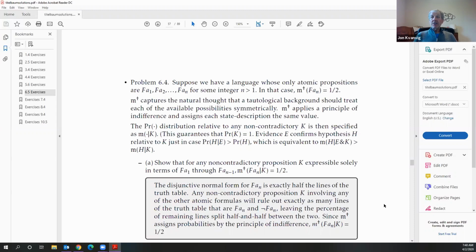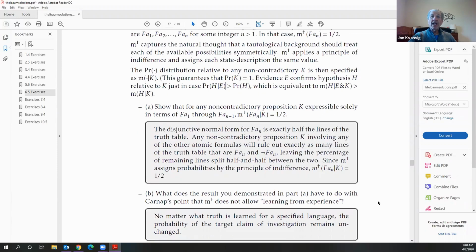Now, any non-contradictory proposition K involving any of the other atomic formulas will rule out exactly as many lines of the truth table that are FAn, FA sub n, and not FA sub n, leaving the percentage of remaining lines split half and half between the two. Since M Dagger assigns probabilities by the principle of indifference, the M Dagger measure on FA sub n given K is going to be 1/2.